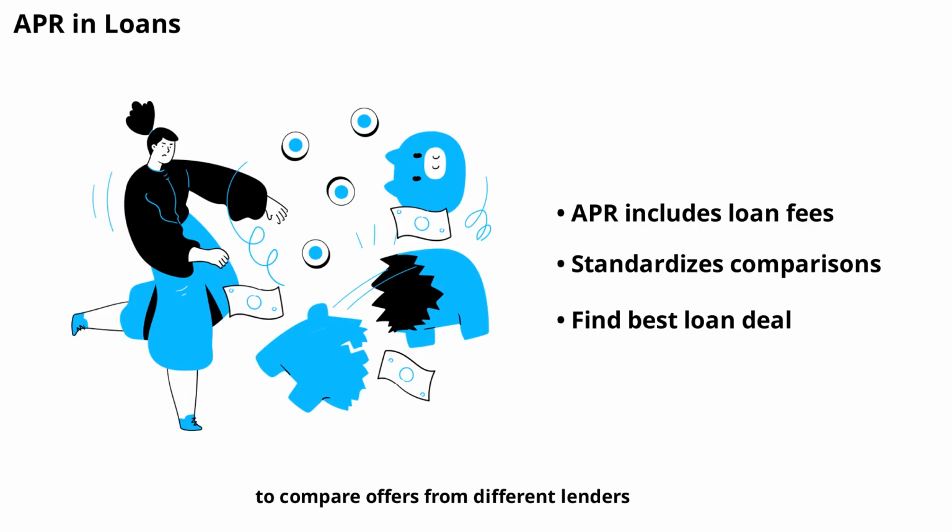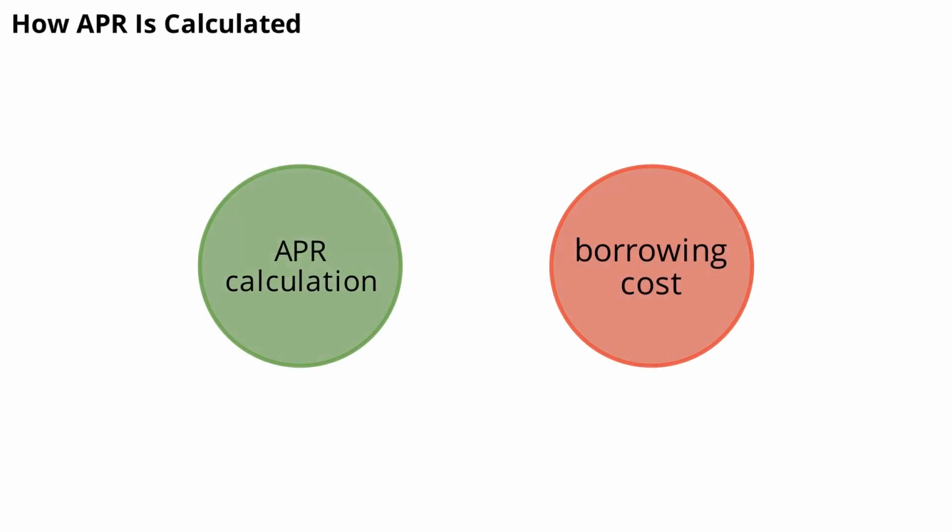For loans like mortgages, auto loans, or personal loans, APR gives you a standardized way to compare offers from different lenders. It includes not just the interest rate, but also points, origination fees, and other charges. This helps you see which loan is truly the best deal, even if the interest rates look similar at first glance.